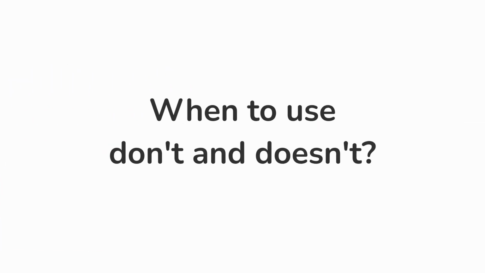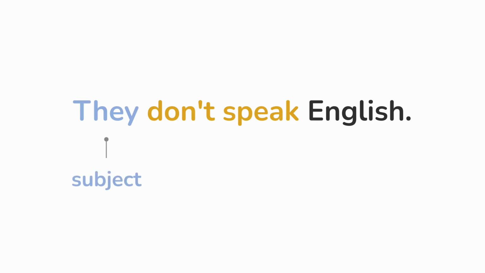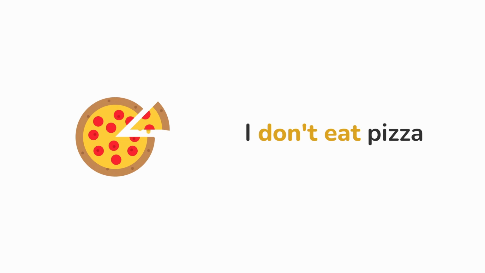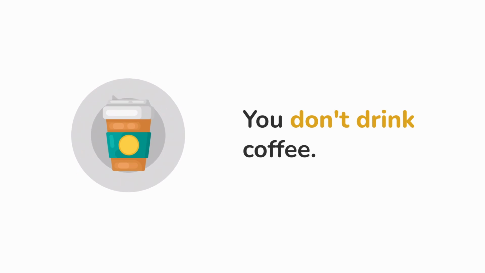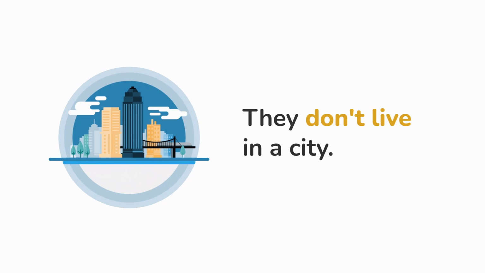When to use don't and when doesn't. We use don't when the subject pronoun is I, you, we, or they. For example, I don't eat pizza. You don't drink coffee. They don't live in a city.